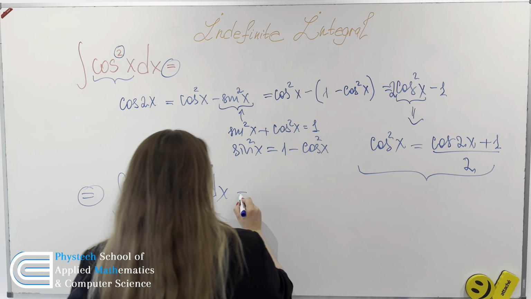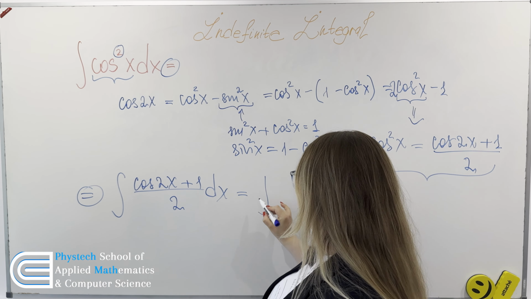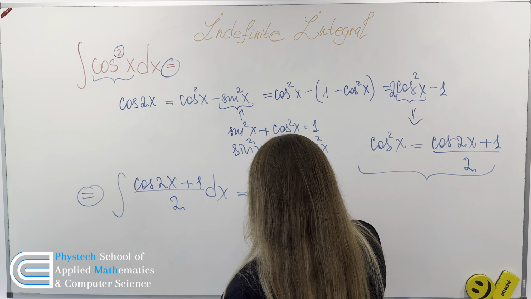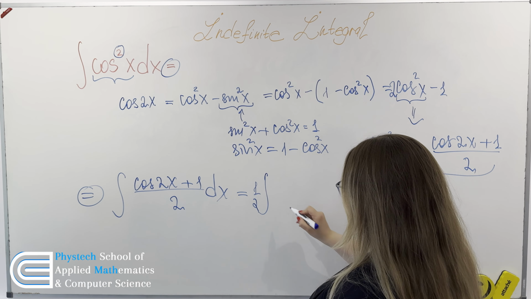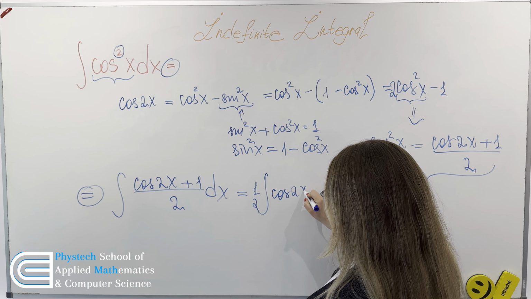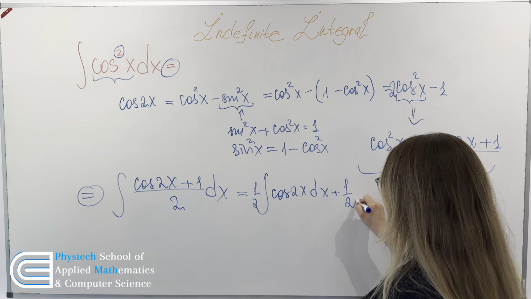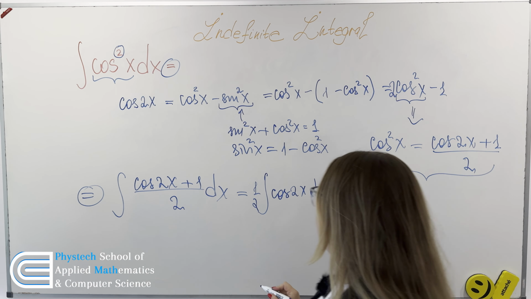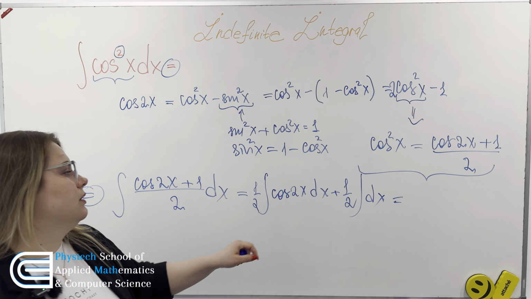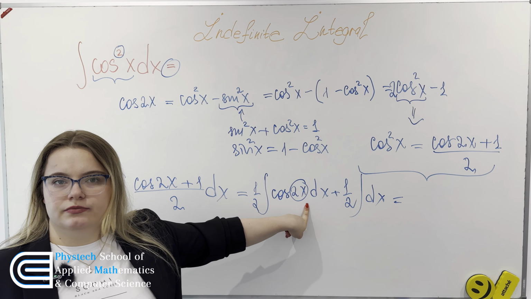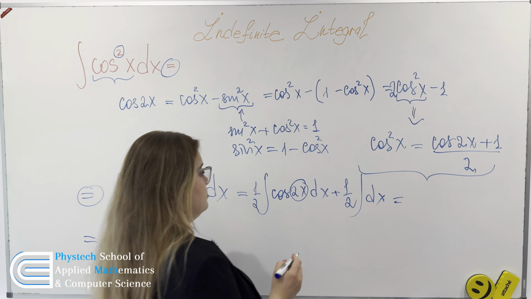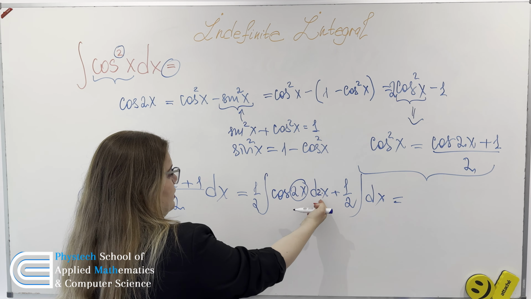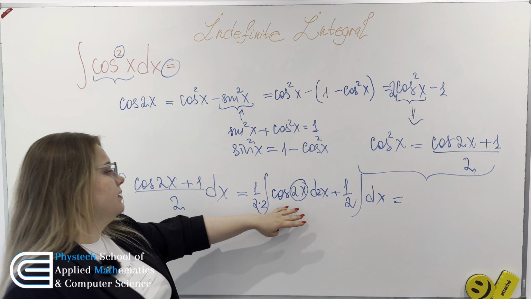And now we can split it into two integrals. 1 divided by 2 I can put in front of the sign of integral, then cosine of 2x dx plus 1 divided by 2 integral of dx. And now we see that here we have 2x and here we have x. So we can multiply it by 2. So if we multiplied it, we need to divide it.